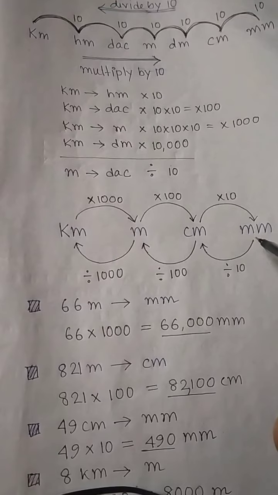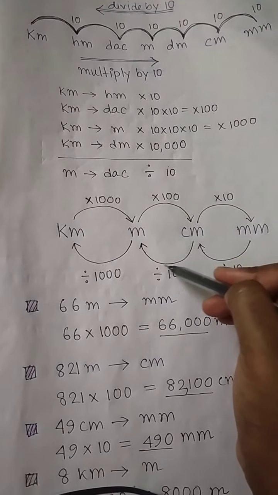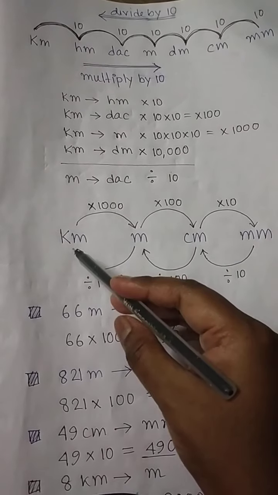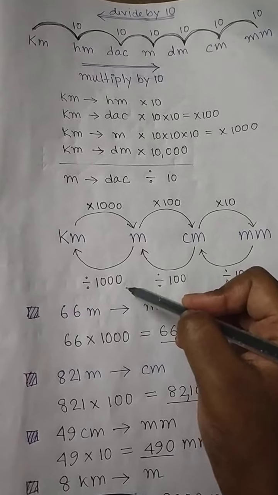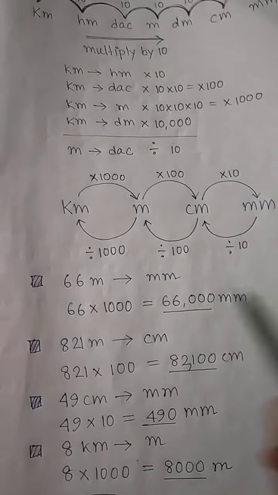Now if you want to go from millimeter to centimeter, you have to divide by 10. Centimeter to meter, divide by 100. Meter to kilometer, divide by 1000. Easy, right? Let's solve some simple questions.